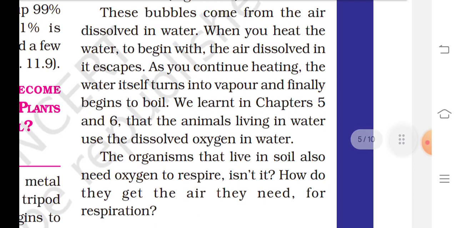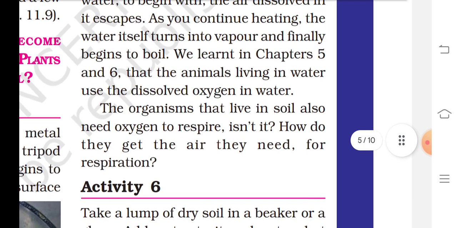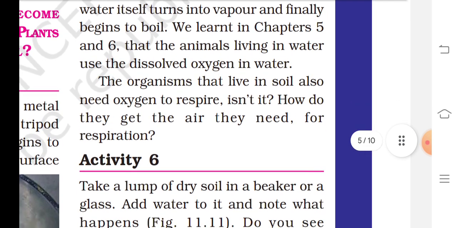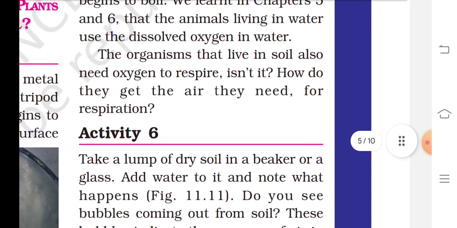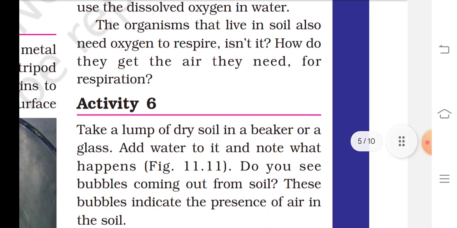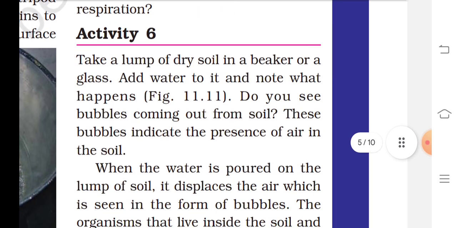These bubbles come from the air dissolved in water. When you begin heating the water, the dissolved air escapes. As you continue heating, the water itself turns into vapor and finally begins to boil. We learned in chapters 5 and 6 that animals living in water use the dissolved oxygen in water. The organisms that live in soil also need oxygen to respire. Isn't it? How do they get the air they need for respiration?